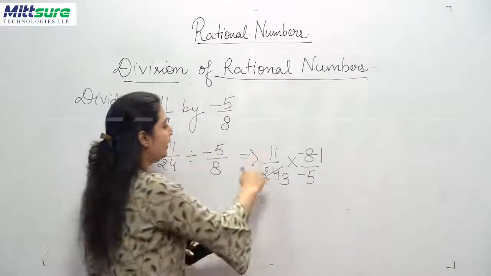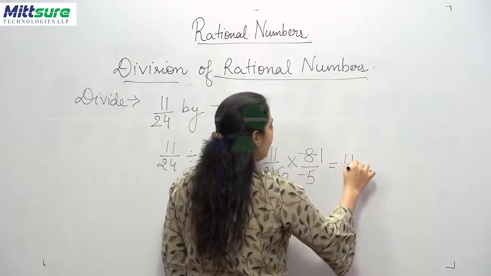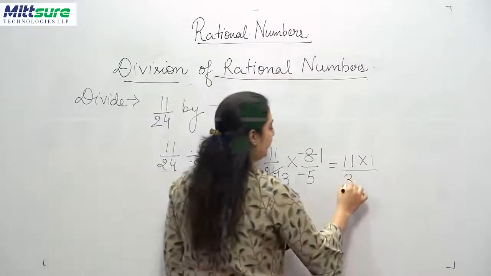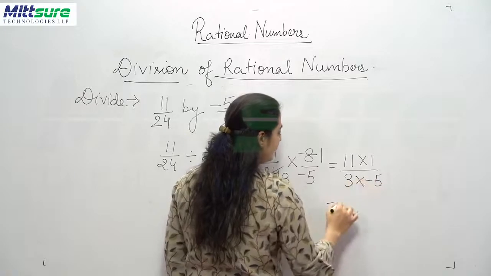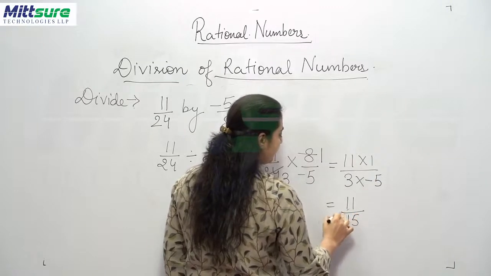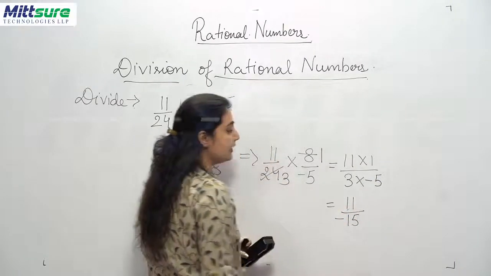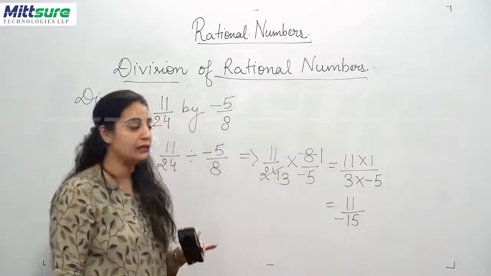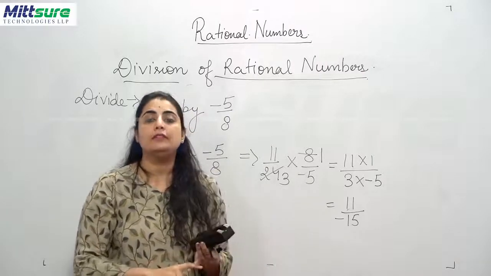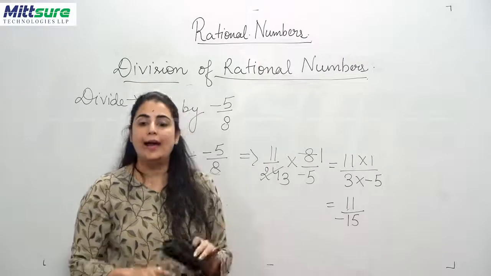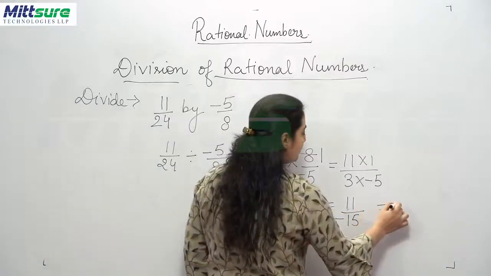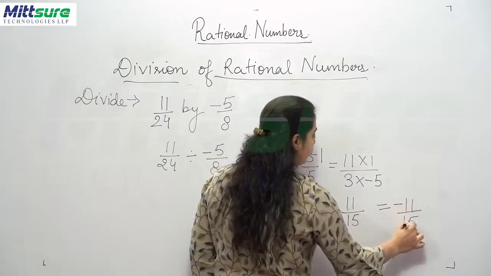Is it clear? Now what am I left with in the numerator? 11 multiplied by 1. In the denominator, 3 multiplied by minus 5, that is minus 15. So the final quotient is 11 upon minus 15. Now this is not the standard form. To make it a standard form, we have to multiply the numerator and the denominator by minus 1, which gives a final quotient of minus 11 upon 15.